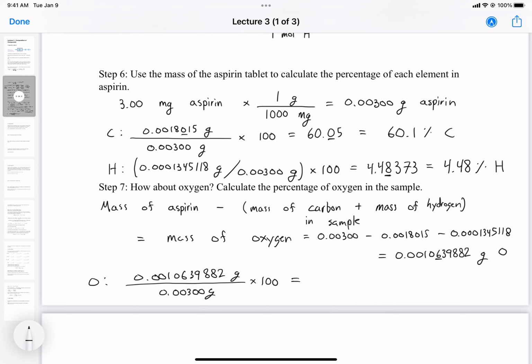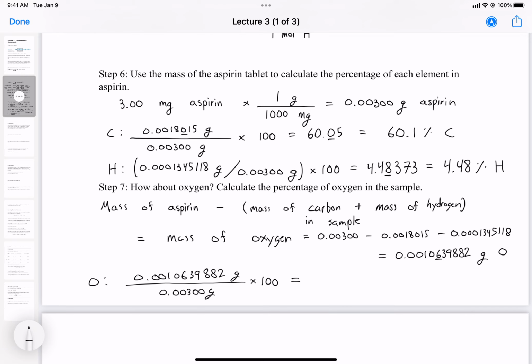So we get 0.0010639.882 divided by 0.00300. I would write the extra zeros out just to get you the hang of significant figures. If you don't write it out like that, you might forget about the sig figs. So we don't want to forget about the sig figs.